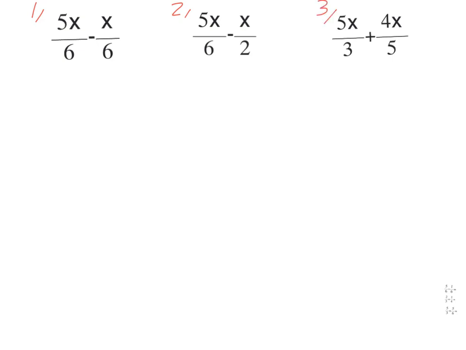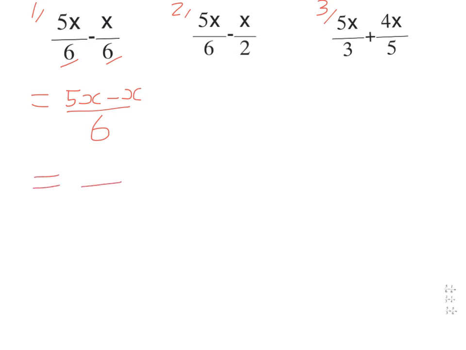If I attack the first one, it's good and tidy. The denominators are common, they're both 6s, so I know on the bottom line I'm going to have a 6. I can sort of ignore the 6s now, focus on the top line. So the top line is made up of this: 5x on one fraction, there's a minus in between, and there's an x on the top of the other fraction.